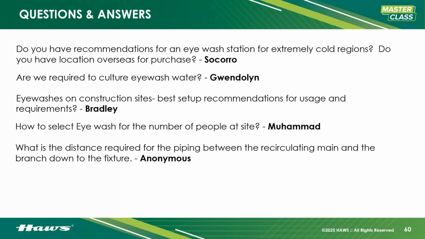Next question is, what is the distance required for the piping between the recirculating main and the branch down to the fixture? That was submitted by Anonymous. Very mysterious. The distance required between the piping, okay, so if you have a recirculation loop for your water or supply line.